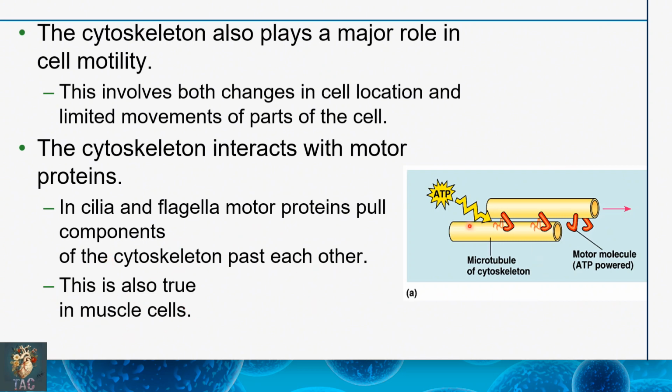So in this diagram, you can see these are the microtubules of the cytoskeleton. This is another microtubule of the cytoskeleton, and these are the motor molecules where you can see ATP is required to provide energy, and when this ATP is utilized, this is the way these microtubules can shrink or change the shape or help in motility of the cell.